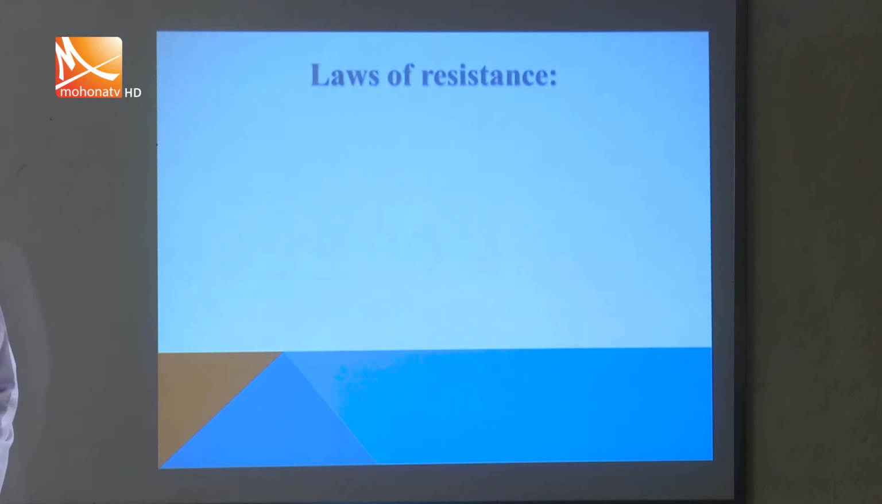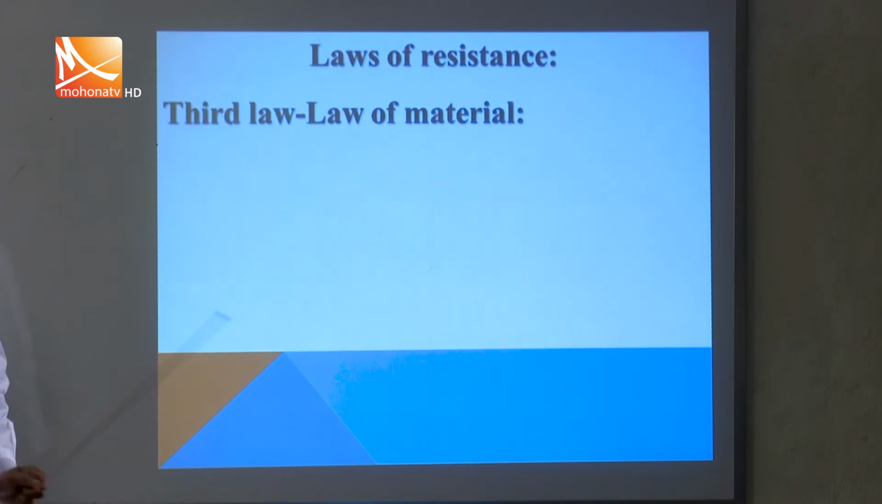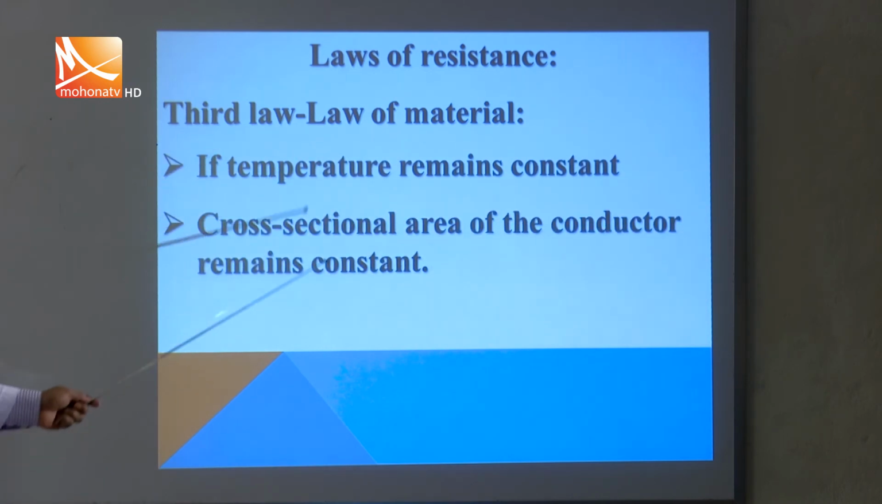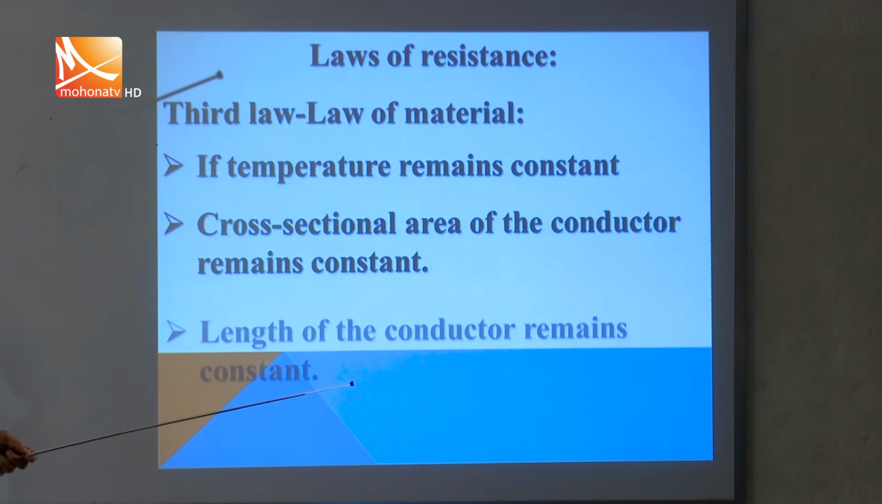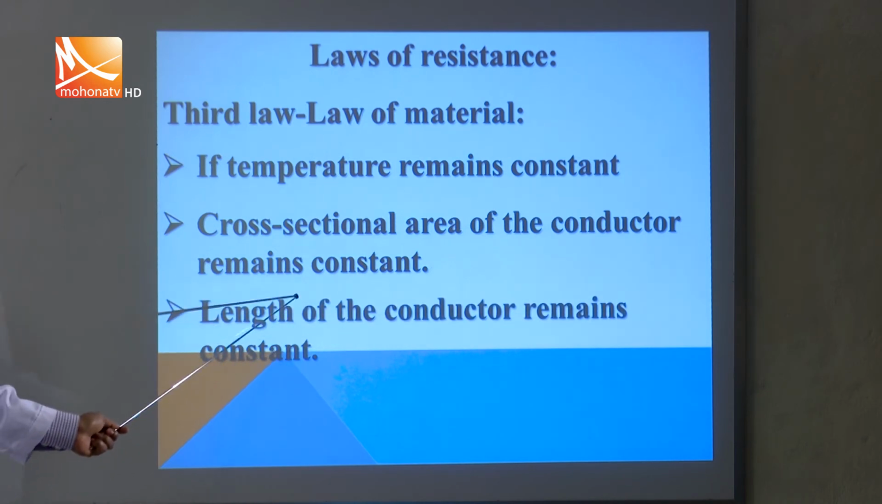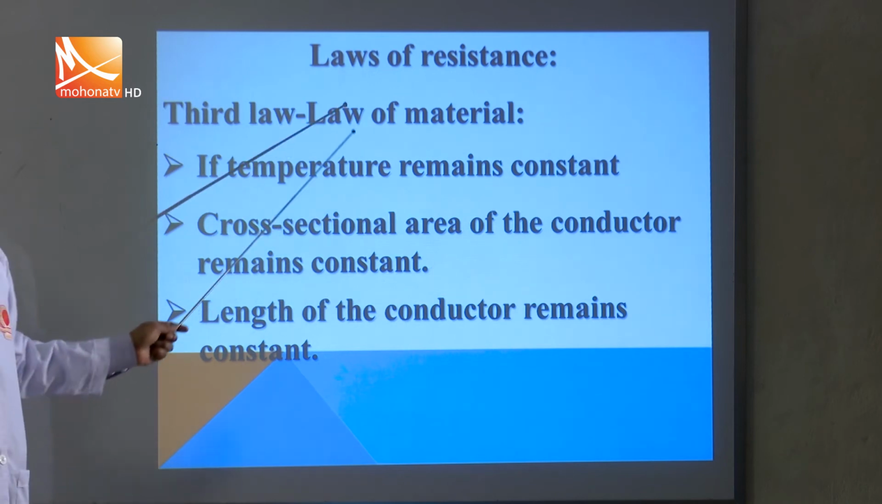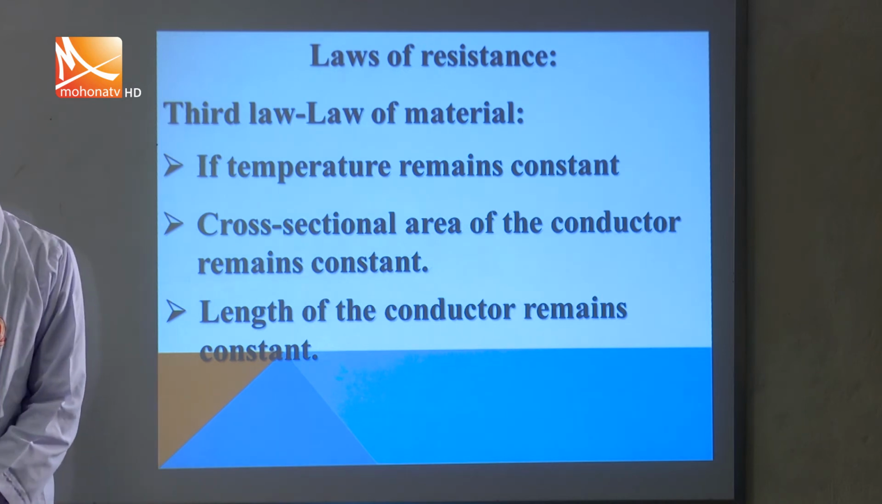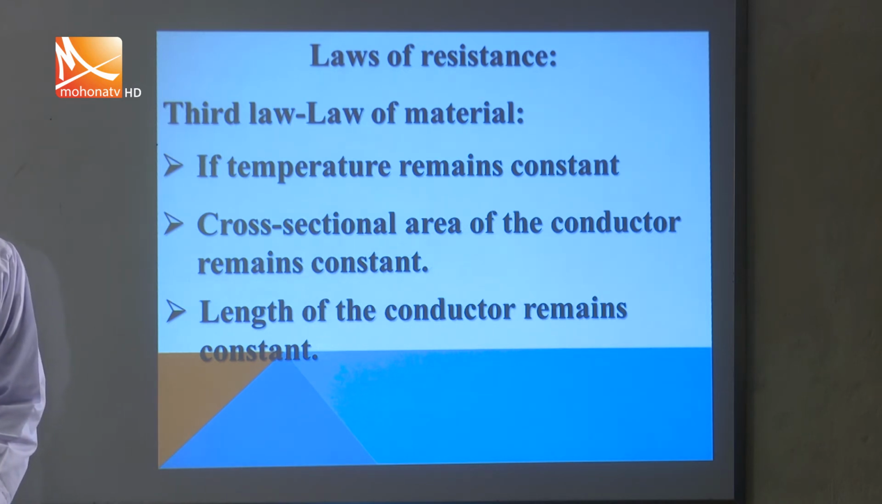And number 3, the law of material. Similar condition, temperature remains constant, cross sectional area of the conductor remains constant, and length of the conductor remains constant. If these 3 quantities remain constant, then the resistance of the conductor depends on the material. That means, in which material the conductor is made, whether it is made of gold or silver or aluminum.